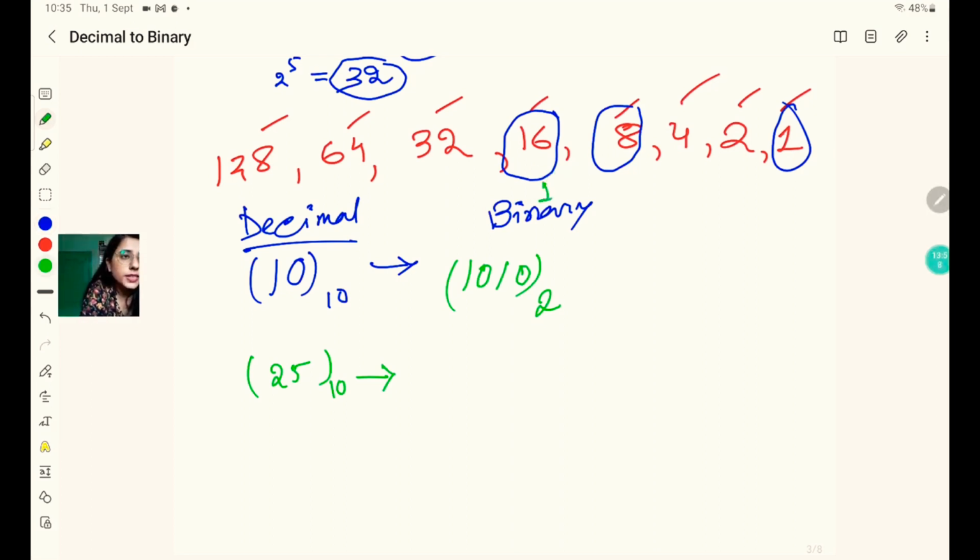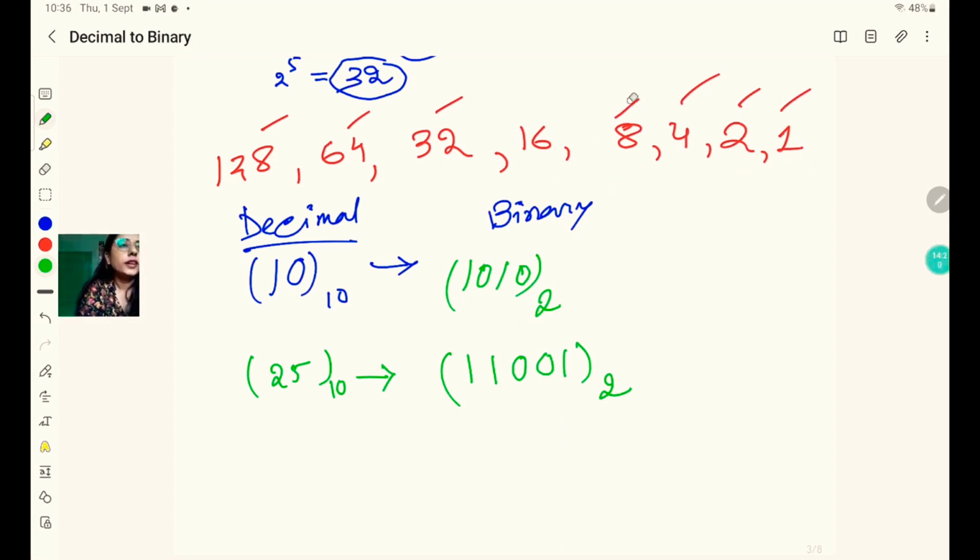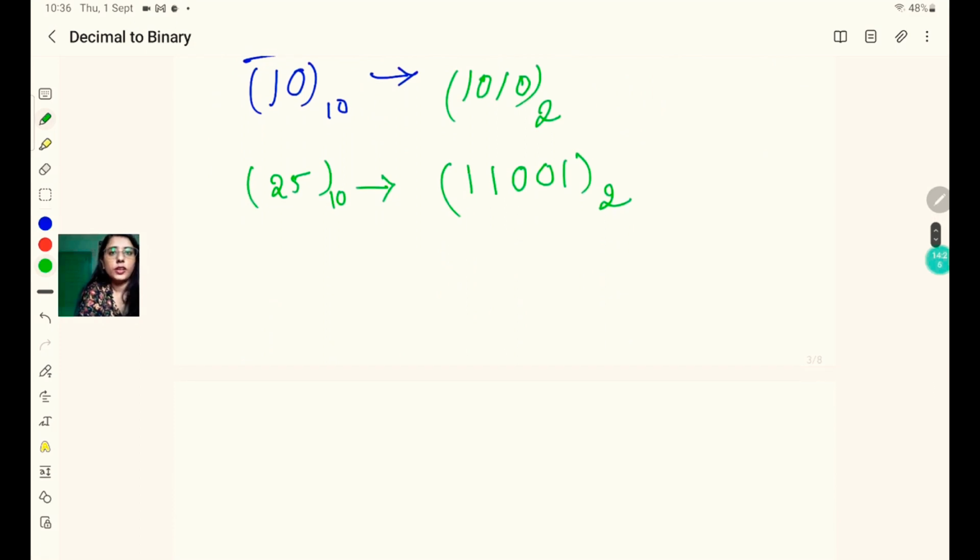That is, for the 16 position we are writing 1. For this 8's weightage we are writing 1. For this 1 weightage we are writing 1. And in these 2 positions we are writing 0. So what becomes the number? 11001 base 2. Isn't it easy? Okay, take one example more. You have to learn it very precisely, okay? Have to learn it.